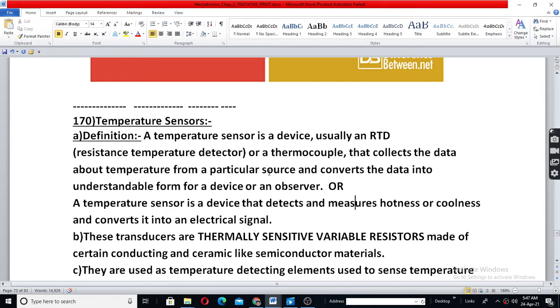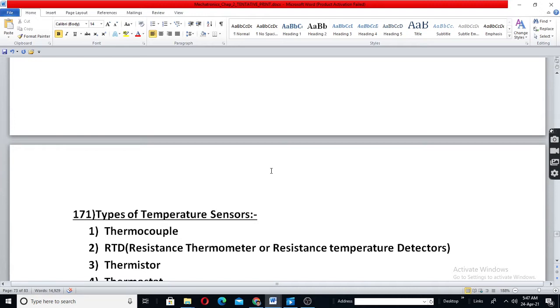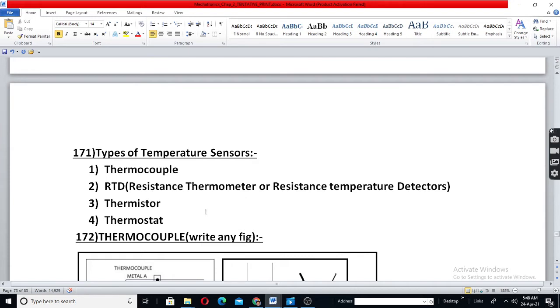Okay, so here you are going to measure temperature. Variation of temperature will cause some change in the characteristics of some materials. That change is measured, which gives the value of temperature. Types are thermocouple, resistance thermometer, thermistor, thermostat.